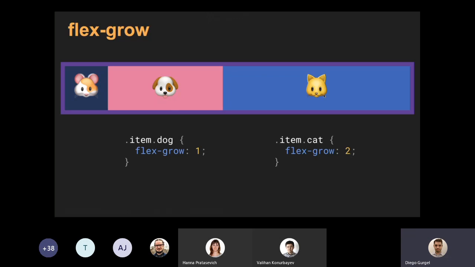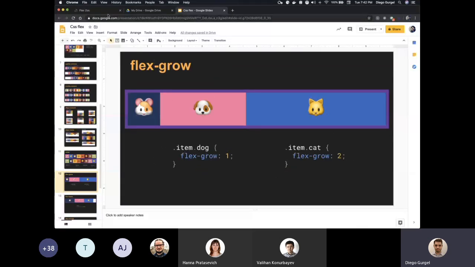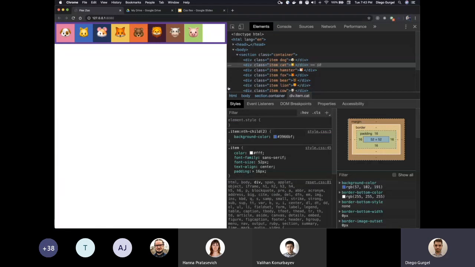And what does it mean when I put flex grow? It will get twice the available space for the cat. So if I have any available space, it will get twice the available space that the dog is getting. So let's check it on our browser.